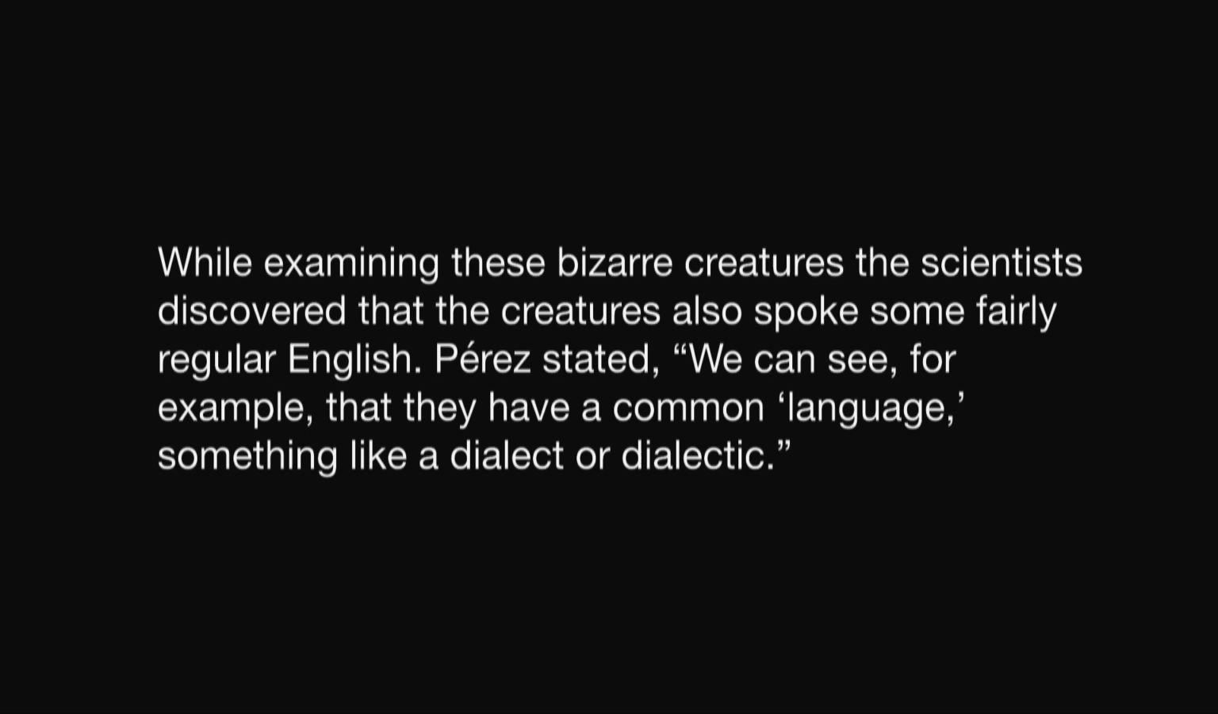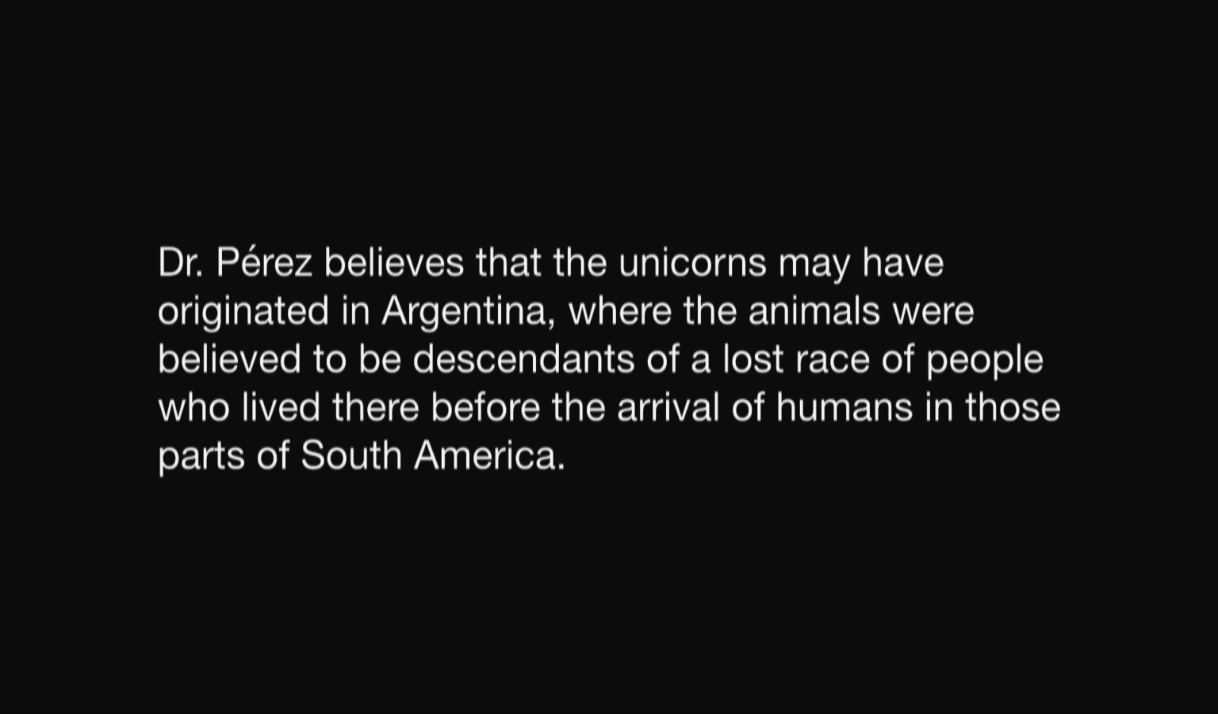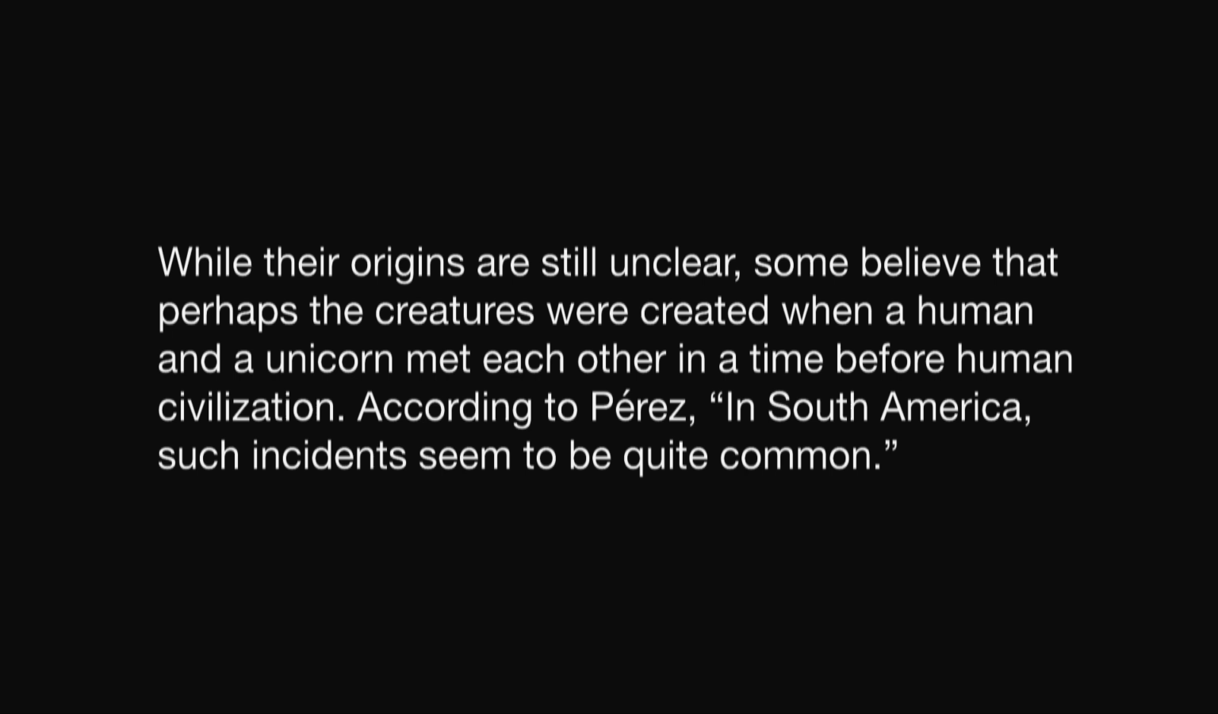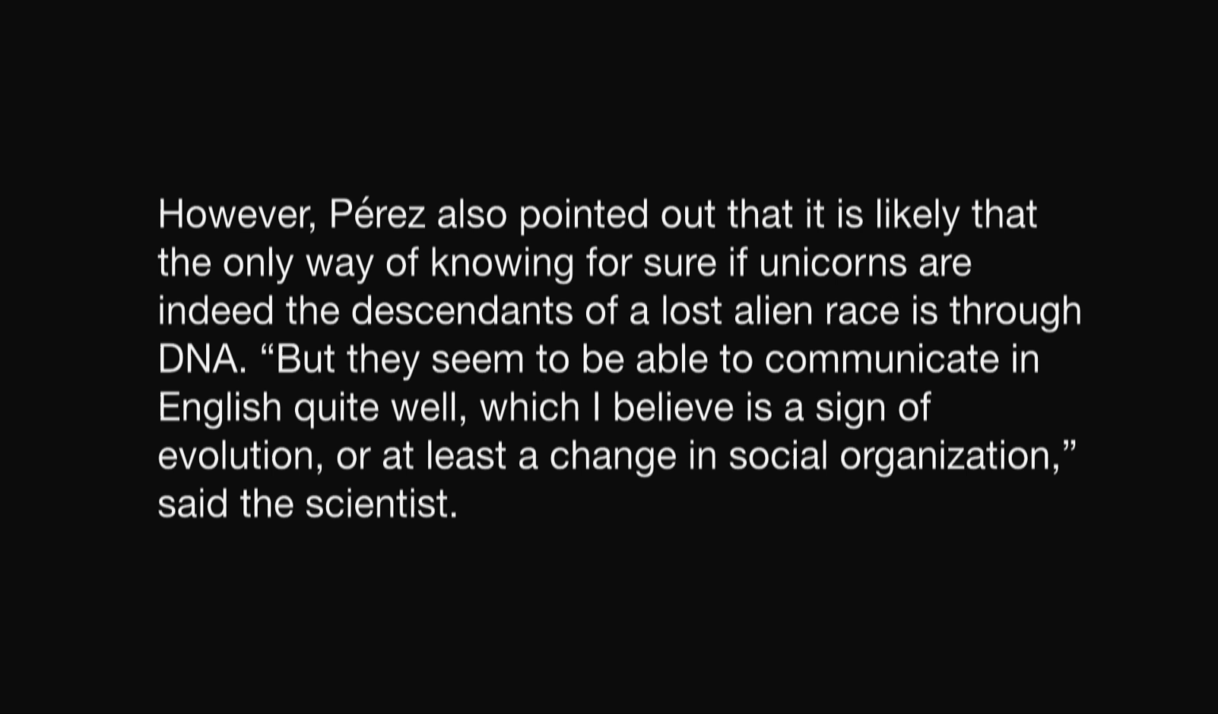While examining these bizarre creatures, the scientists discovered that the creatures also spoke some fairly regular English. Perez stated, we can see, for example, that they have a common language, something like a dialect or dialectic. Dr. Perez believes that the unicorns may have originated in Argentina, where the animals were believed to be descendants of a lost race of people who lived there before the arrival of humans in those parts of South America. While their origins are still unclear, some believe that perhaps the creatures were created when a human and a unicorn met each other in a time before human civilization. According to Perez, in South America, such incidents seem to be quite common. However, Perez also pointed out that it's likely the only way of knowing for sure if unicorns are indeed the descendants of a lost alien race is through DNA. But they seem to be able to communicate in English quite well, which I believe is a sign of evolution, or at least a change in social organization, said the scientist.